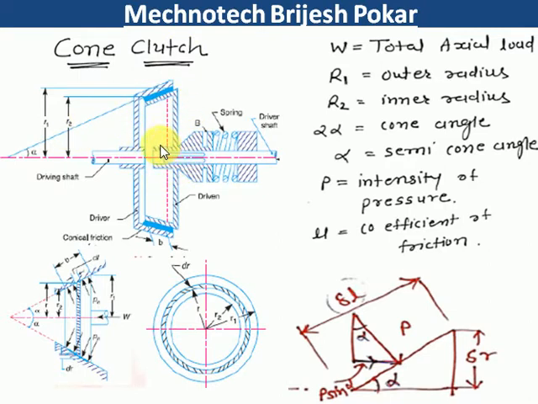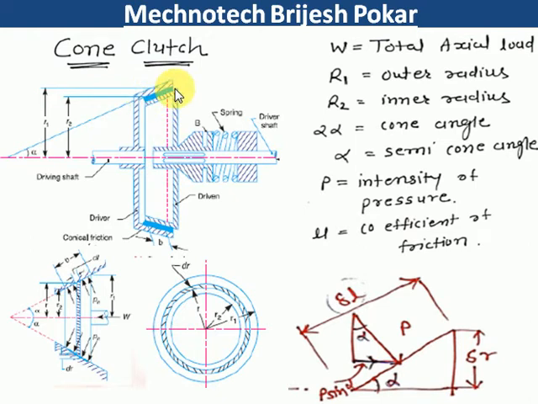Here instead of a single plate, the cone shape is provided by the plate. This is a driving shaft and this is a driven shaft, and torque is transmitted by the driving shaft to the driven shaft by means of the spring. Now this is a lining material. You can see this is a dark color. By using this lining material, friction is provided and torque will be transmitted.